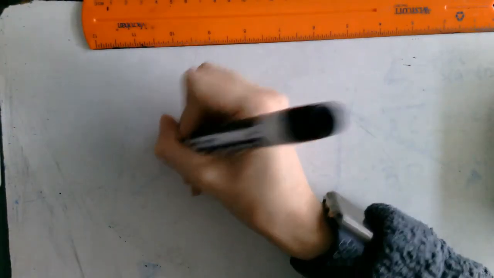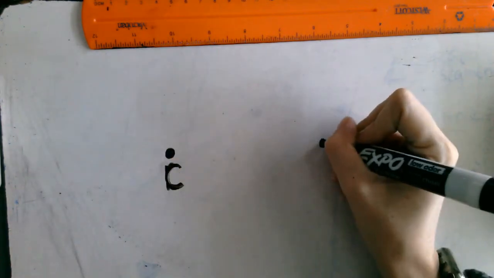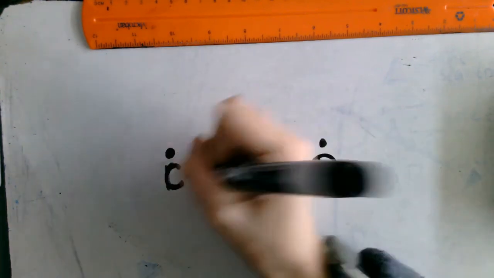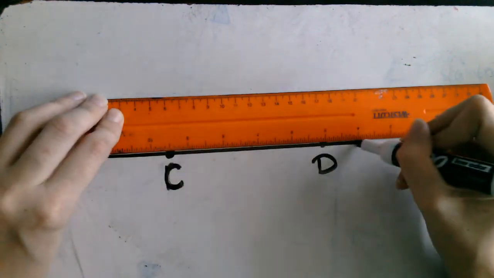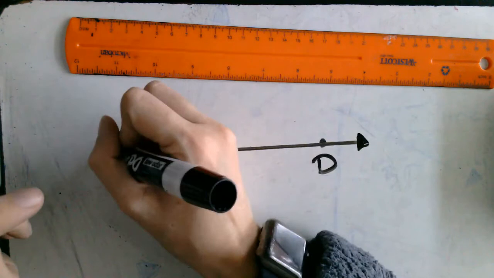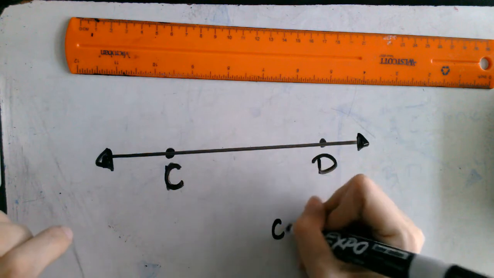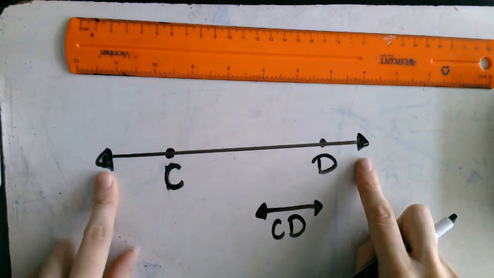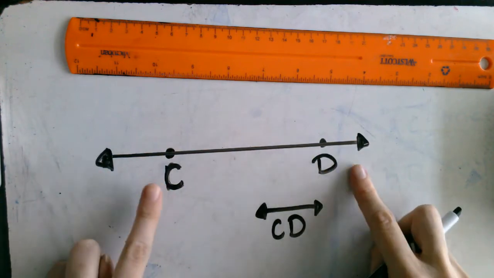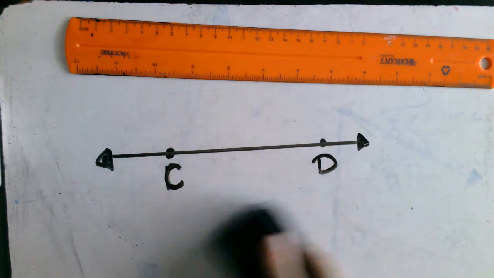Let's try a new one. I'm going to change our points. Our points are now going to be C, D. So we have C, D. If I drew a line across CD, how would you draw the symbol for a line? You'd need to rewrite the letters we have, and then you draw a line over the top. Both of these have an arrow on both sides, so we need to have an arrow in our symbol. Let's do one more.